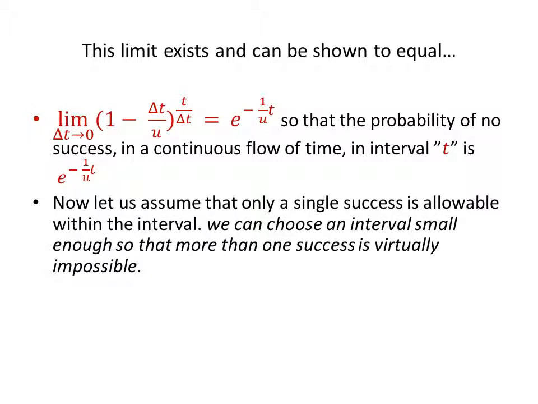Now, let us assume that only a single success is allowable within the interval. We can choose an interval small enough so that more than one success will be virtually impossible. Or we can simply make the rule that once a person throws a 6, then he stops. Okay?